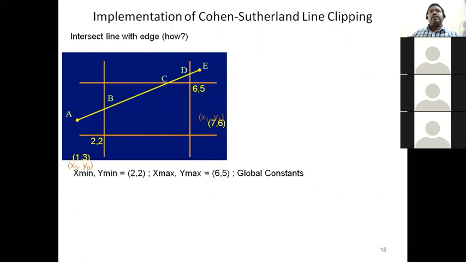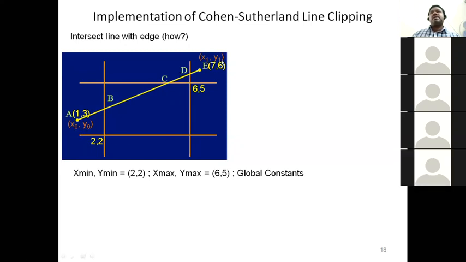Right? Now, I have drawn a line. Its starting point is 1, 3. This endpoint E is 7, 6. Okay, this is a simple example. By using this, you can expand your algorithm for any case. Okay, 7, 6. I am giving notation x0, y0. This is x1, y1. Okay, right.